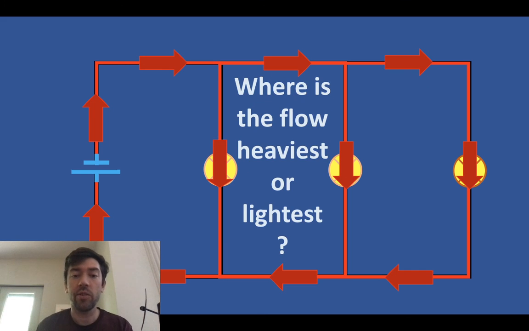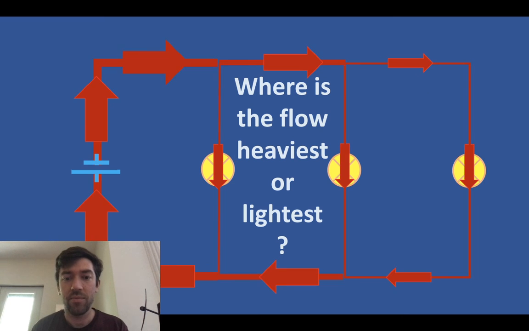A question to ask yourself is, where is the flow of electrons heaviest or lightest, or is it the same everywhere? Once again, take a moment, think about this, see if you can answer the question in your head before I answer it. Pause it. And that's the answer. So over here, the flow is heaviest. It's not the same everywhere.